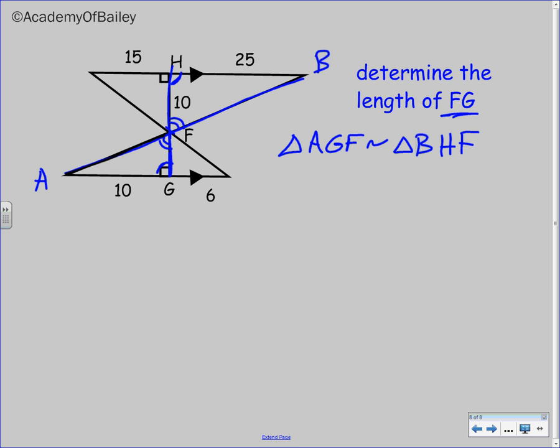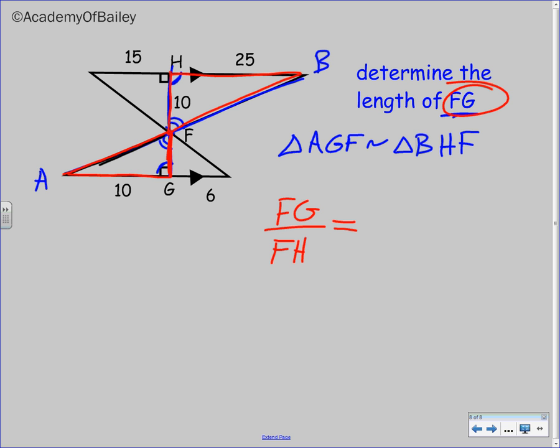Well, let's look at these two triangles. Let me get a color that you can see there. So we have this triangle here, and we also have this triangle here. We're trying to calculate FG. FG is this unknown side. Well, a statement of proportionality is going to say FG over top of FH. FG is part of the smaller triangle. FH is part of the larger triangle.